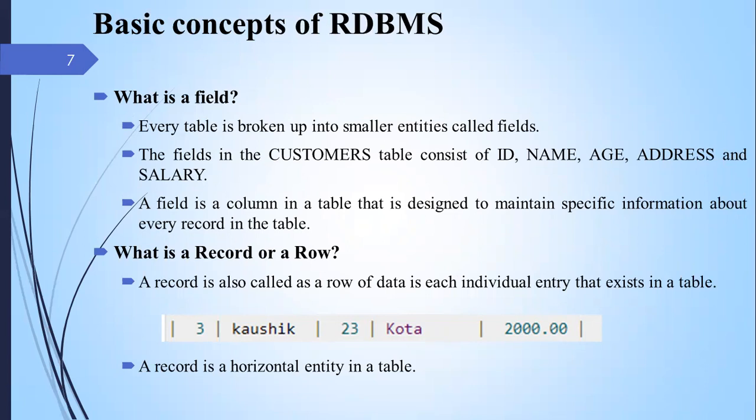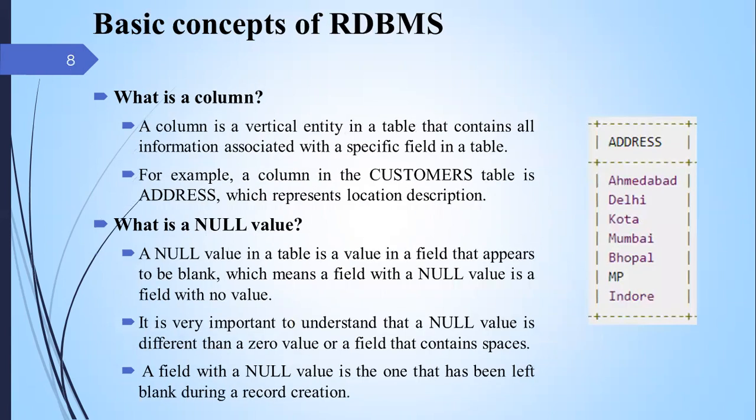Here one example is shown. Row number 3 is selected. That is ID number 3 having name Kaushik, age 23. His address is from Kota and his salary is 2000. It is also called the horizontal entity in a table. What is a column? A column is a vertical entity in the table that consists of all information associated with a specific field in the table. Here the customer address is shown from the database.